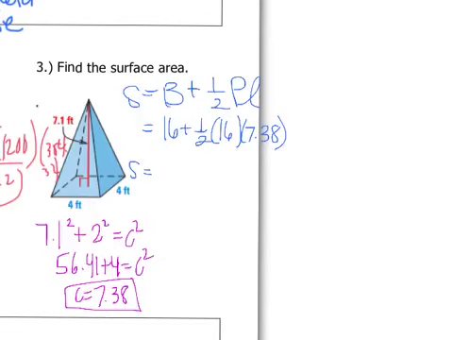Shannon, what was your final surface area? 75.2. 75 point, I have 0.01. What are the rest of you getting?